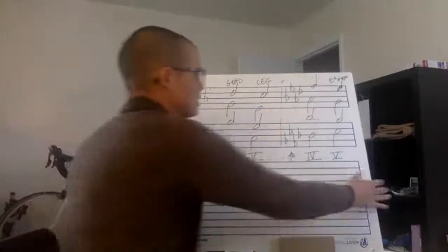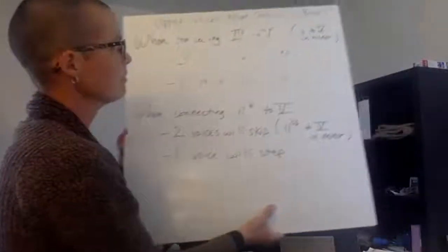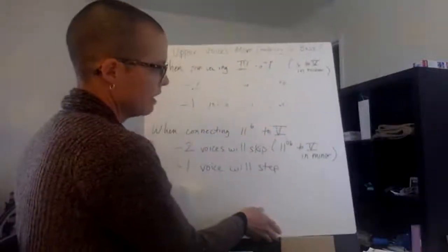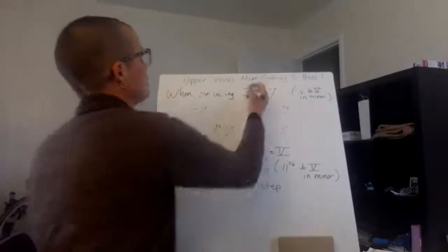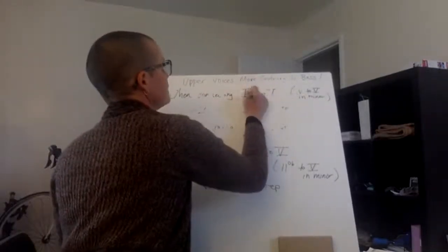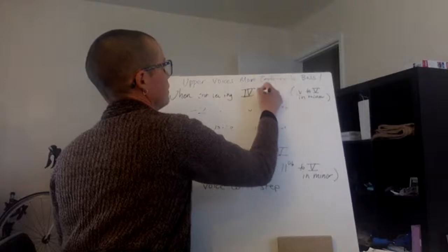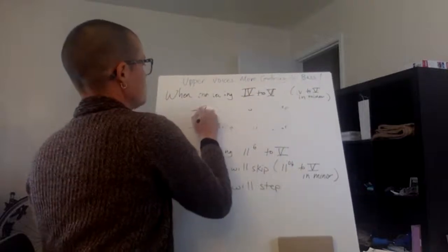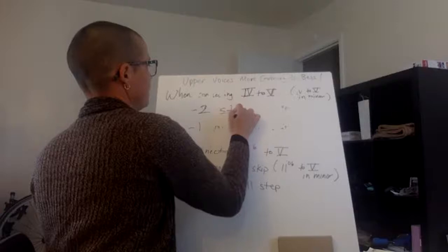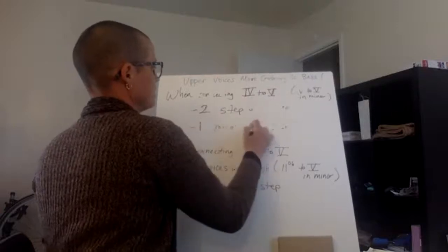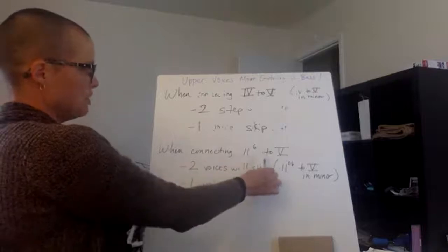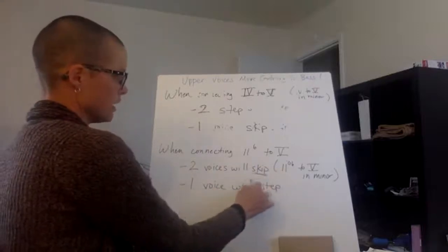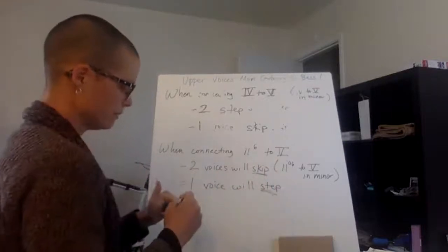So one more time, I'll show you the summary of how this works. Oops, I erased part of it. So where the 4 chord is connecting to the 5 chord, we get 2 voices stepping and 1 voice skipping. Okay, where we connect 2 to 5, 2 voices will skip, 1 voice will step.